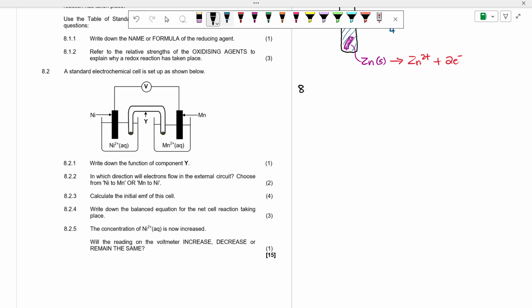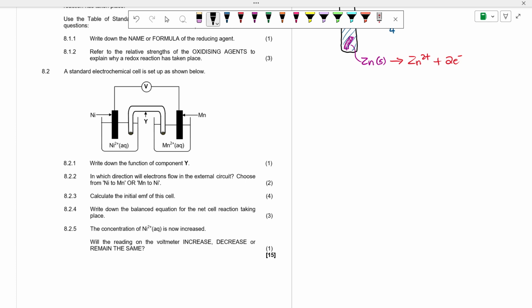8.2. We'll see how far we'll go. A standard electrochemical cell is set up as shown below. 8.2.1. Or maybe we can just destroy everything before we even go to the questions. We can already write the half reactions, or can we? Sometimes they'll give you a clue, like in this case, they'll show the direction of electrons if they want, or they'll show which one is the cathode and stuff like that. But I don't see any of those right now, so we'll just proceed with the questions.